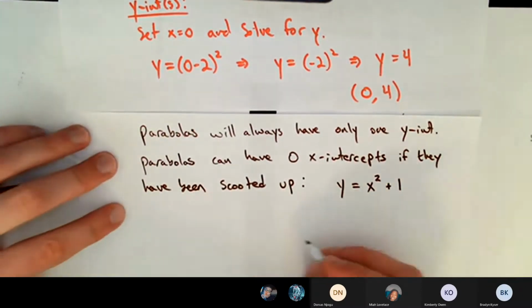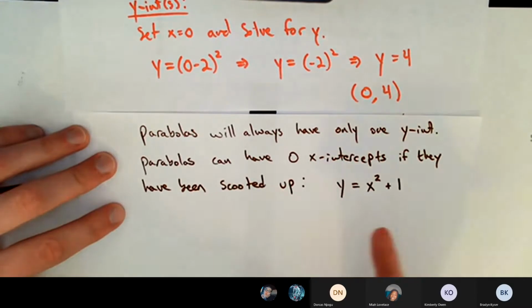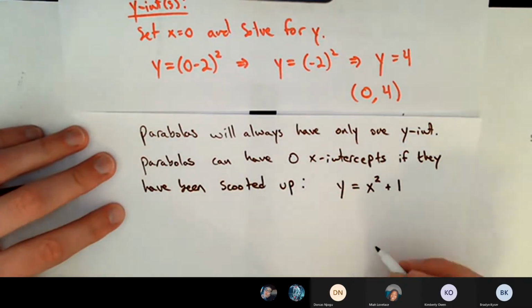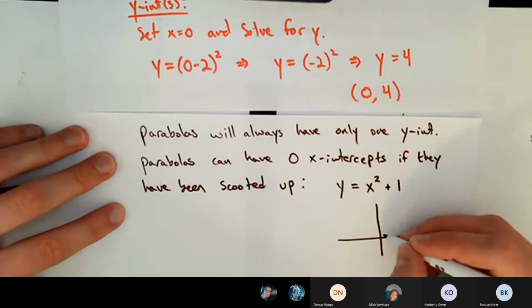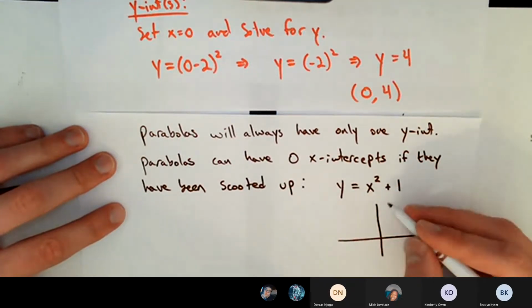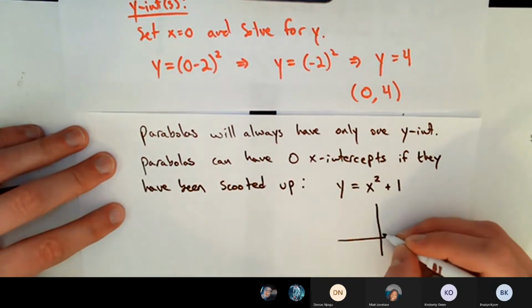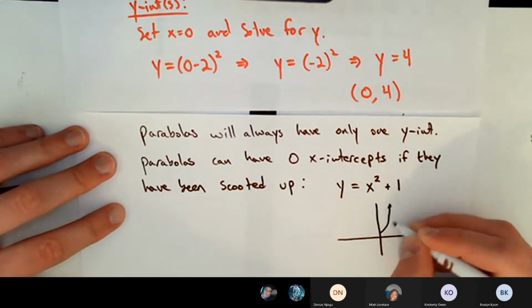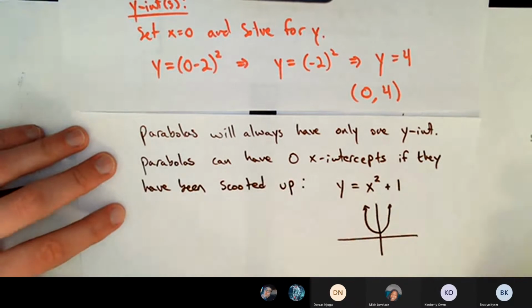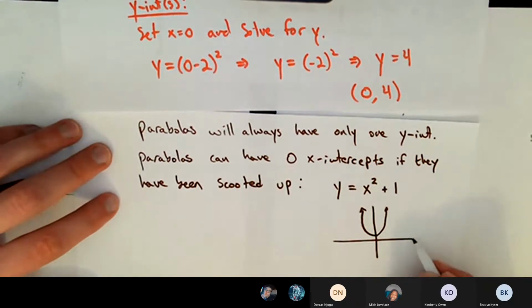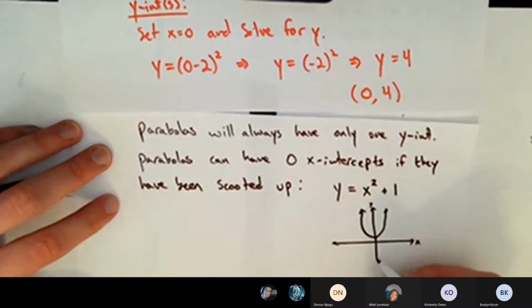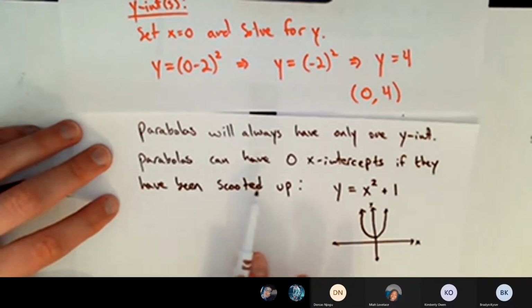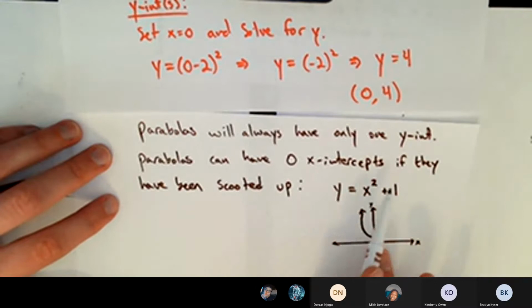And what does that look like, by the way? We could graph it, but I'm just going to tell you what it looks like to save time. The picture of this, just a real quick sketch, is going to be a parabola. Y equals x squared is a normal parabola, but it's going to be scooted up slightly, like that, off the x-axis. That's x and that's y right there. So remember, what am I saying here? Parabolas can have 0 x-intercepts if they have been scooted up. Well, this is an example of one.